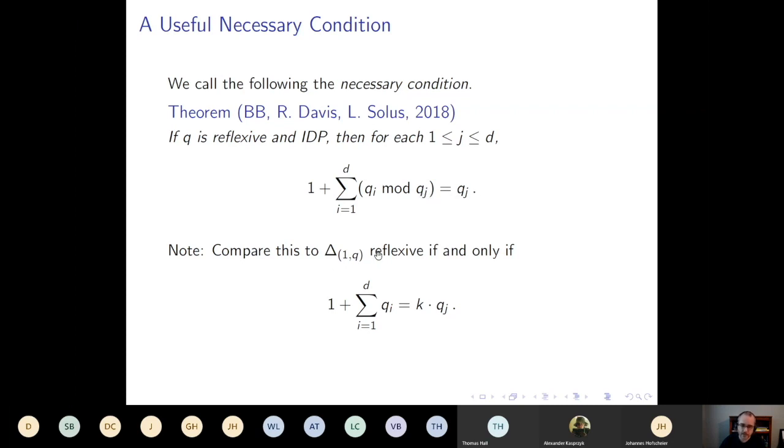Remember that if delta 1 Q is reflexive, then for every qj, the normalized volume, 1 plus the sum of the weights, is a multiple of qj. What this is saying is that if I subtract as many qj's as I can out of each weight and add up all the remainders, I actually get qj itself. Now, if you're reflexive, you'll be some multiple of qj here. But to be IDP, you have to actually be equal to qj.